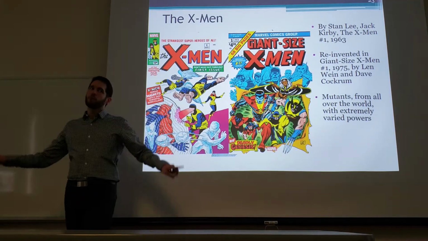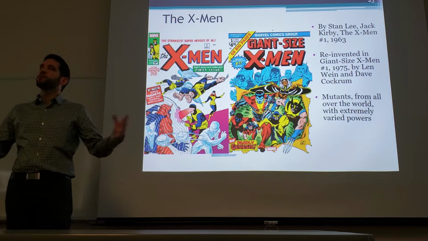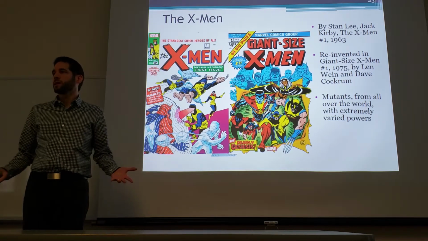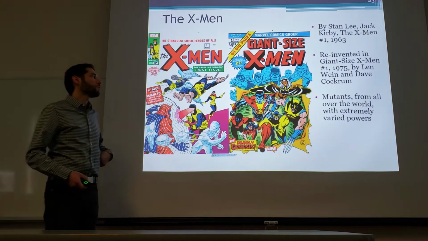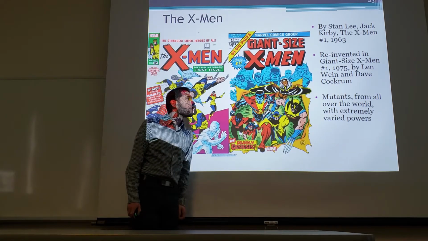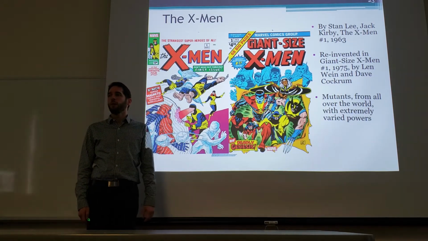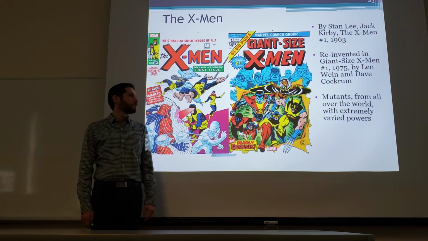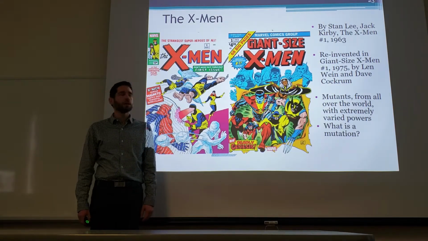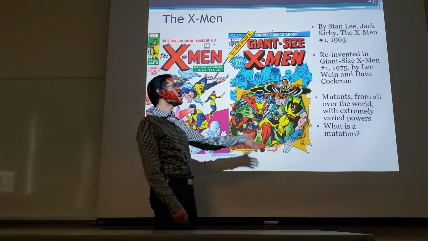The fact that they're from all over the world tells us a lot about whatever is causing the mutations is all over the world, so that's interesting right away. The fact that they have extremely varied powers, that becomes difficult to explain, right? One thing causing all of these different things. And one gene in particular. And one gene, the X gene. So anyway, what is a mutation then?